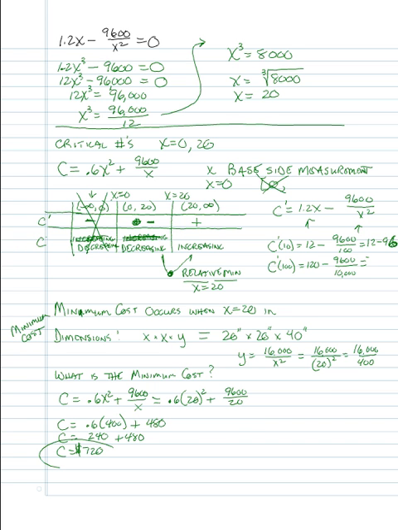That's the minimum cost, and that's if we use these dimensions up here. So being such a big box and the material is fairly expensive per square inch, the minimum cost for this box is $720. Okay, we have one last problem, and we'll begin it momentarily.